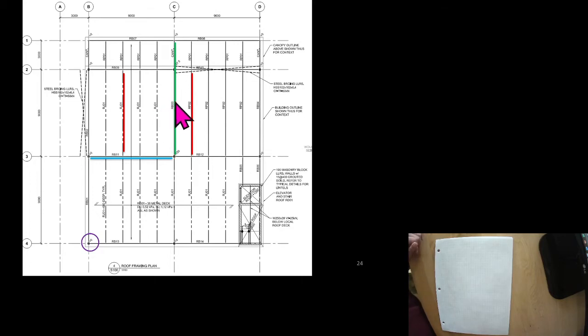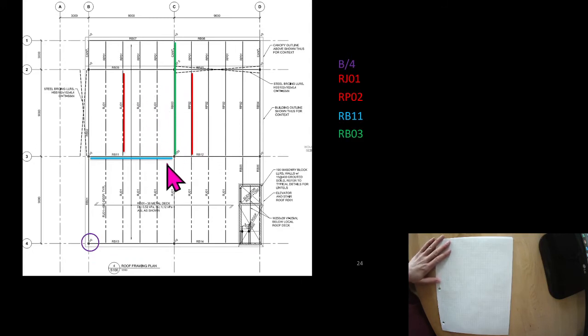So we're going to take a look at RJ01 and RP02, RB11, and RB03, I believe it is. I have it called up here. Yeah, and RB03. And we're also going to look at column B4. Now all of these beams are in the roof.